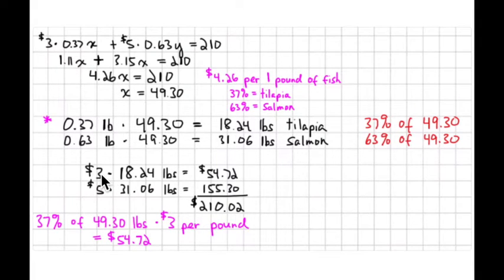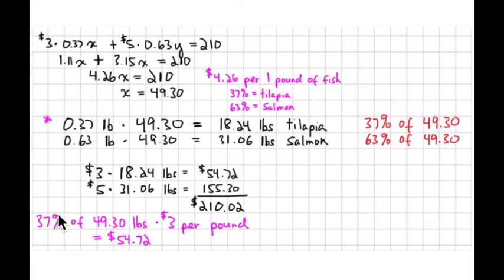It's going to cost me $3 for this amount. It's going to be $54.72, and $5 for this amount. It's going to be $155.30. Add them together, and you get very close to that $210. A little bit of rounding changes the answer to just 2 cents more.